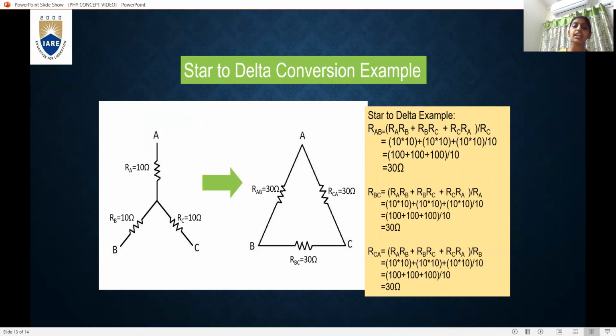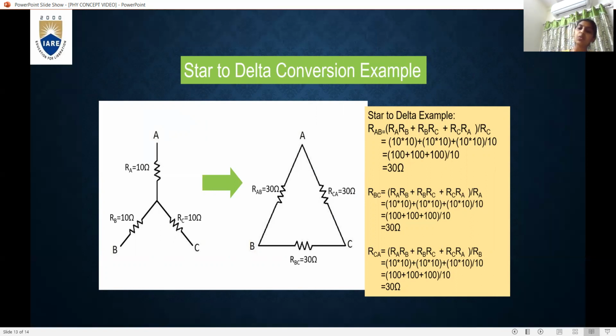So we have named the resistances of the delta network as RAB, RCA and RBC. These are the resistances of the delta network. And we are going to find these values by substituting RA, RB, RC values in the respective formulas. So RAB is equal to RA RB plus RB RC plus RC RA by RC. That is, after all calculation, you're getting the value as 30 ohms.